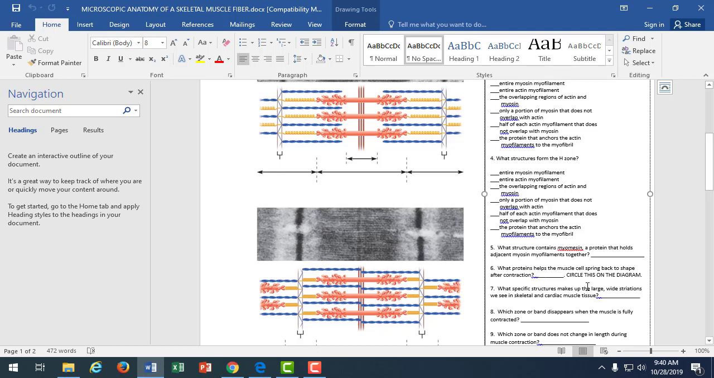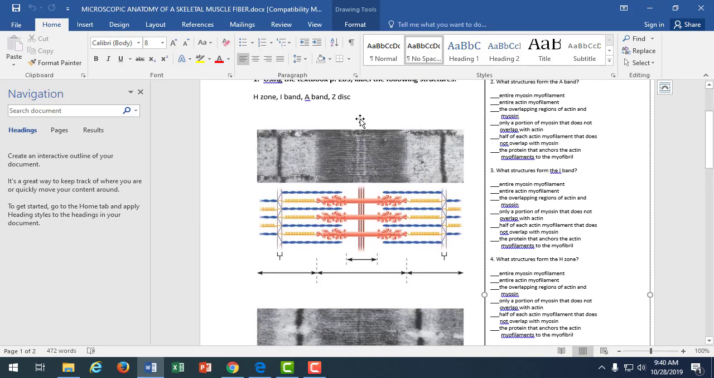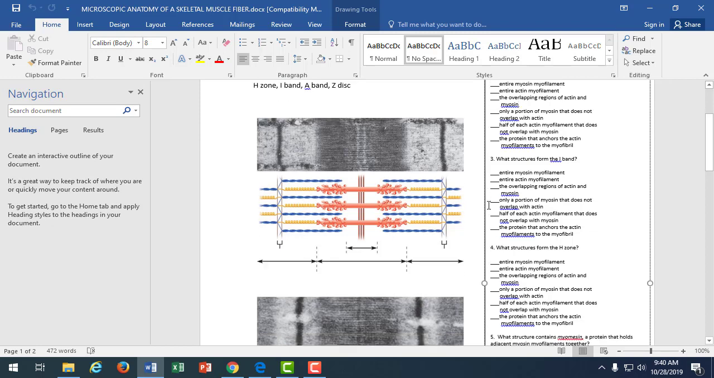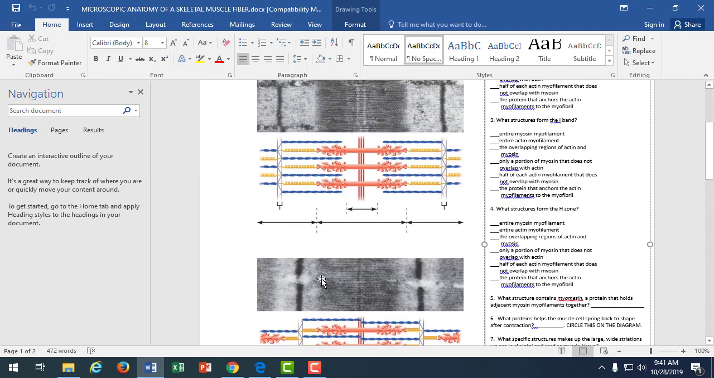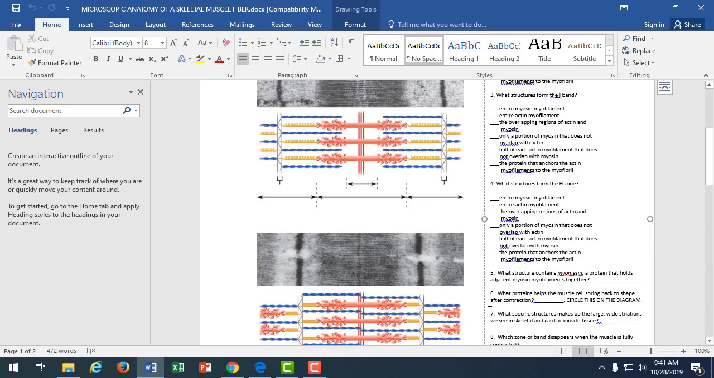And what specific structures make up the large, wide striations that we see in skeletal and cardiac muscle tissue? So these large, wide striations, what structures make up that? So what structures do we find in the A band? Myosin and part of actin, right? So actin and myosin together, where they overlap, is where we see those dark striations. So actin and myosin for 7. And number 8, and then also another thing, these dark structures here. What is that? Z disc. Yeah, the Z disc. So actin, myosin, and the Z discs.